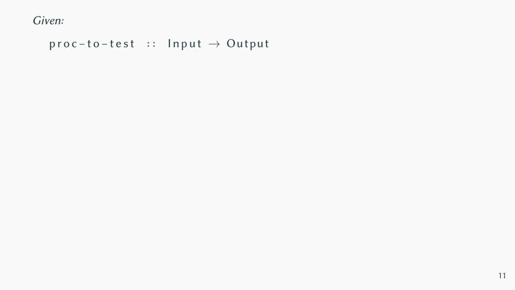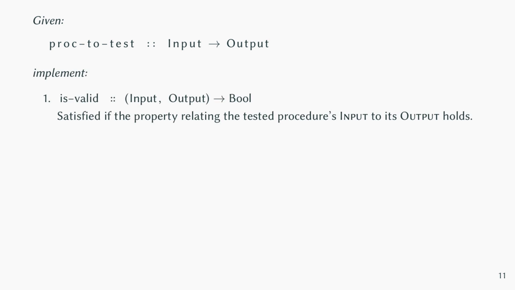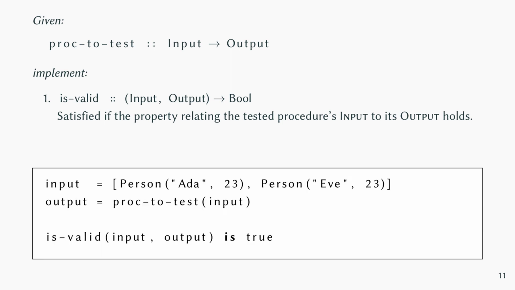In our courses, we teach a simple recipe for property-based testing. When you need to test a procedure whose exact output is uncertain, first, you implement a predicate, isValid, that consumes a sample input and a corresponding output, and produces true if that output is valid for the input. Now, when you're testing, you can use isValid to check whether the behavior of the procedure under test conforms to your spec.